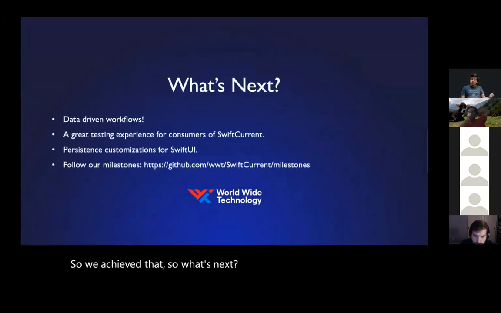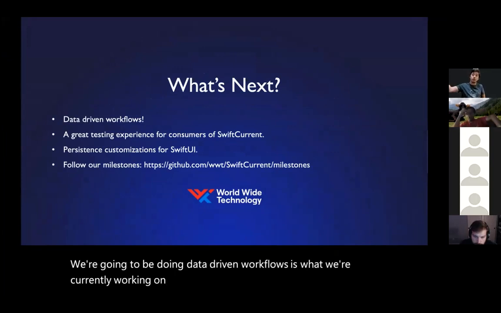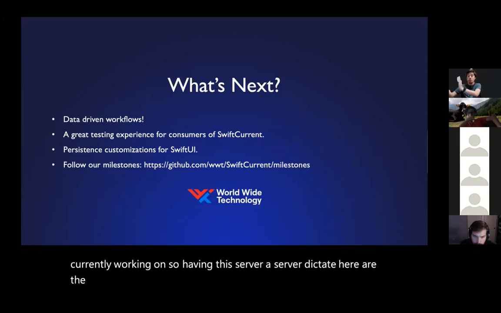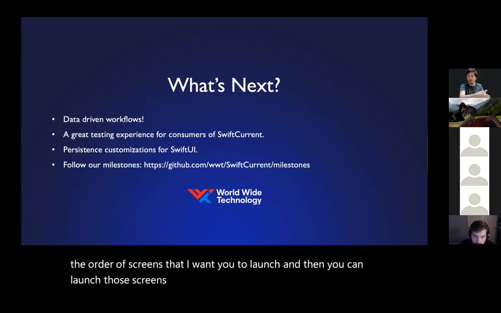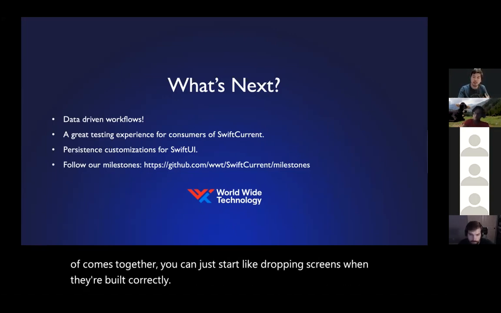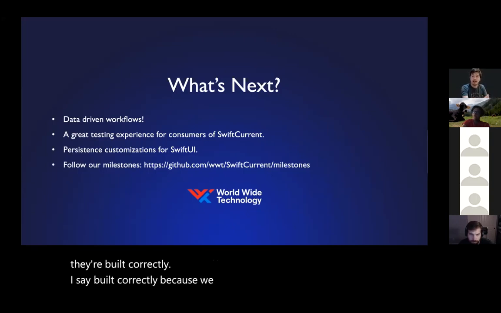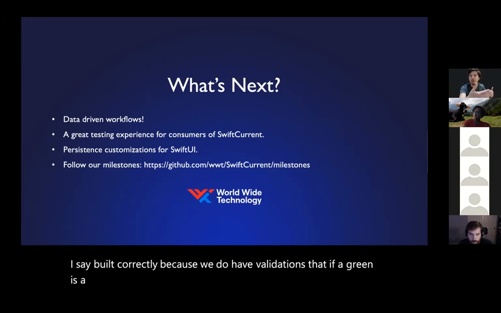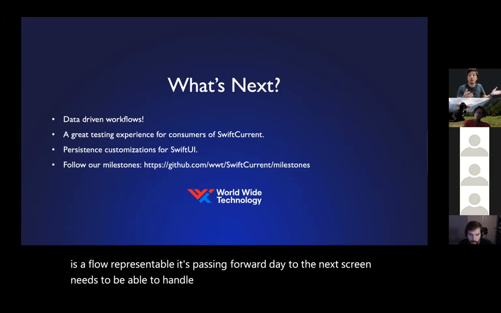So what's next? We're going to be doing data-driven workflows, is what we're currently working on. So having the server dictate, here are the order of screens that I want you to launch, and then you can launch those screens. And because you've seen how all of this comes together, you can just start dropping screens when they're built correctly. I say built correctly because we do have validations that if a screen is flow representable and is passing forward data, the next screen needs to be able to handle that appropriately.